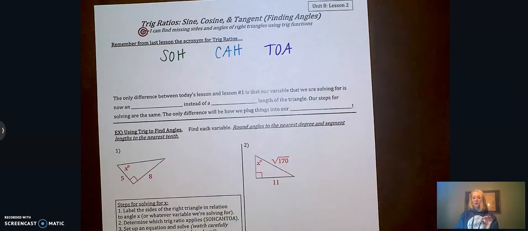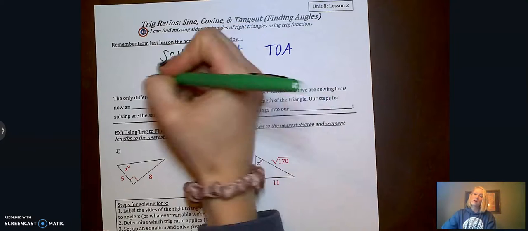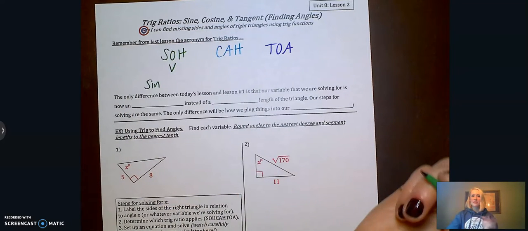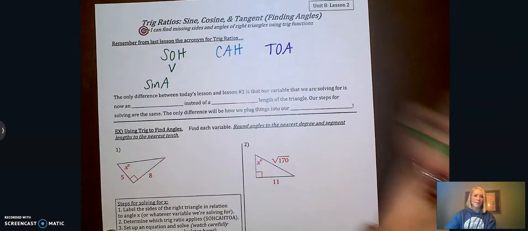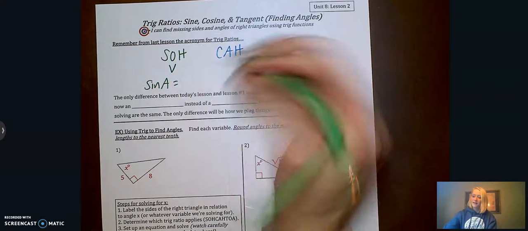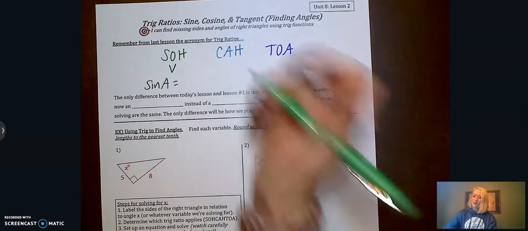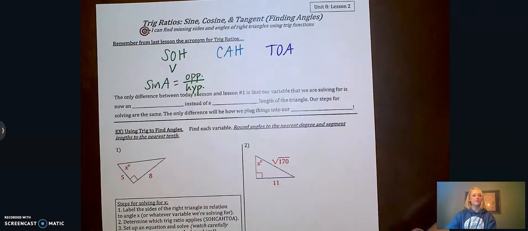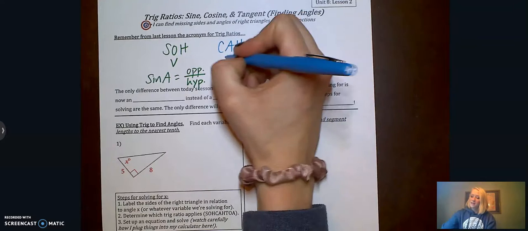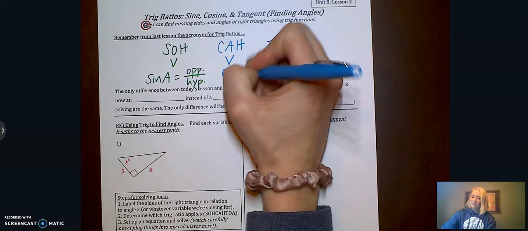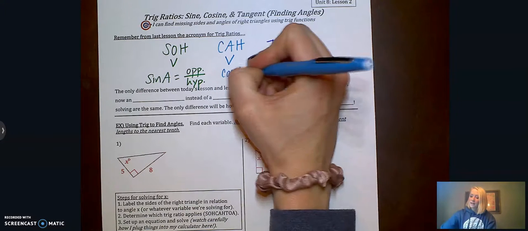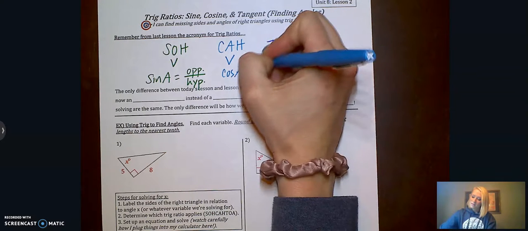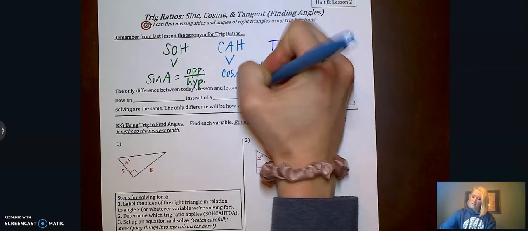So it's SOHCAHTOA, and the SO helps you remember how to set up sine. So sine, it looks like sin, but it's sine. The sine of some angle, we'll call it A, is opposite over hypotenuse. It's the opposite leg over the hypotenuse. And then in the middle, that's cosine. So the cosine of some angle, we'll call it A again, is adjacent over hypotenuse. So kind of follow the letters here.